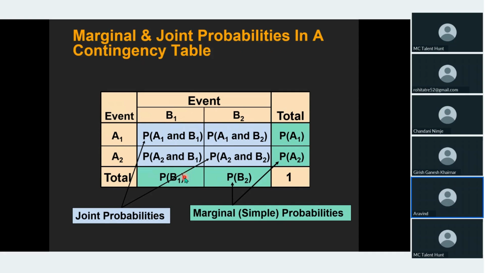So now what are the simple probabilities here? All the green color cells, which are individually represented as individual probabilities, are called simple probabilities or single probabilities, called marginal probabilities. All the combination cells of one, two or more events are called joint probabilities. This is the way we represent it in the contingency table. Is that clear, guys?